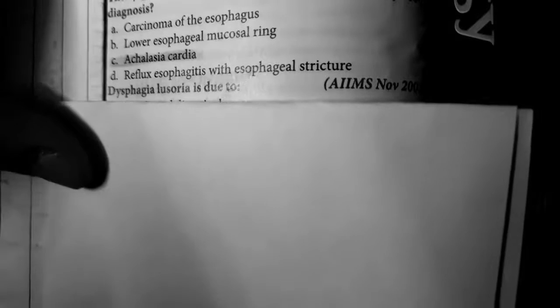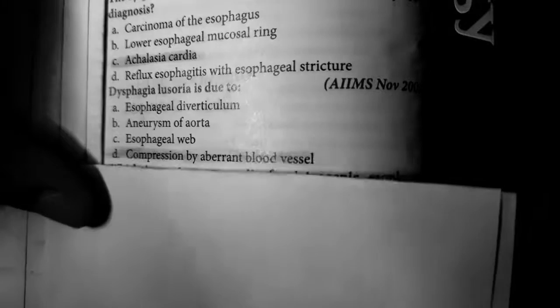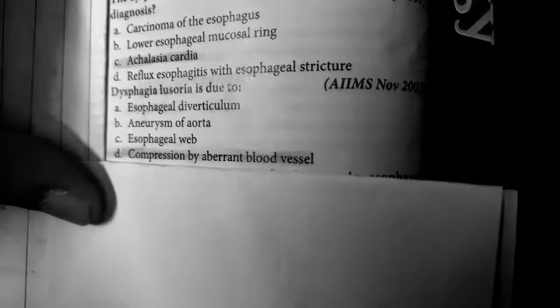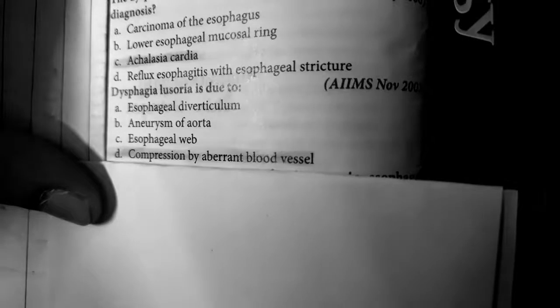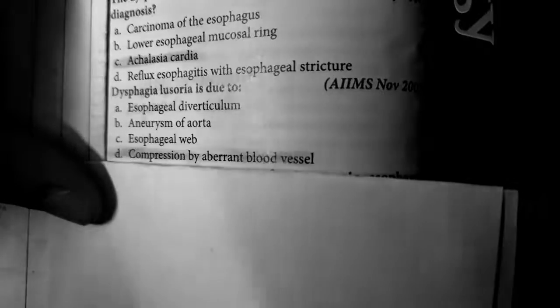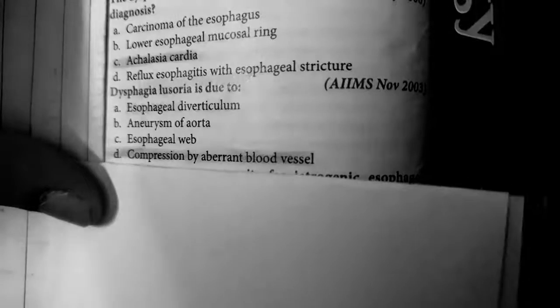Then question number 9. Dysphagia lusoria is due to. This is a direct question. It is due to compression by an aberrant blood vessel, that is the right subclavian artery compressing the esophagus, which causes dysphagia lusoria.